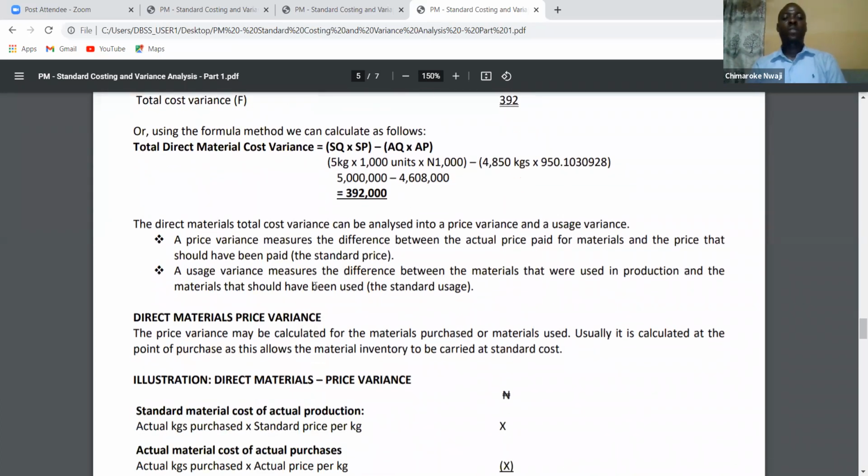The direct material total cost variance can be analyzed into its various components, which are price variance and usage variance. So we want to understand, why did we get this total variance of 392? Could it be that the price that was paid for the material is different from the standard price that was fixed? Could it be that the quantity we used for the production is different from the standard that management sets? So you're going to investigate.